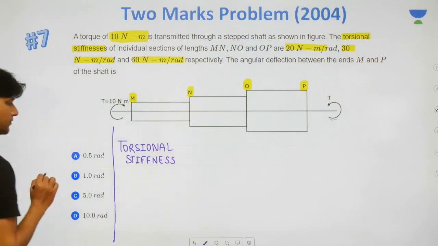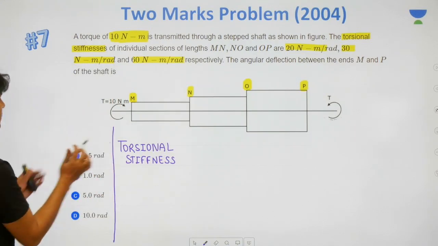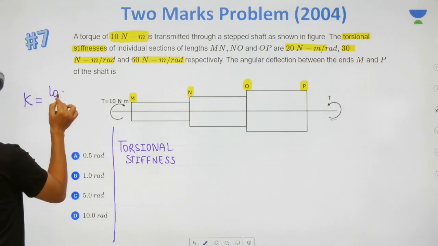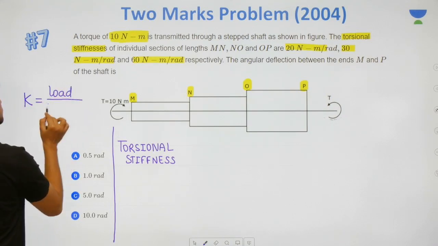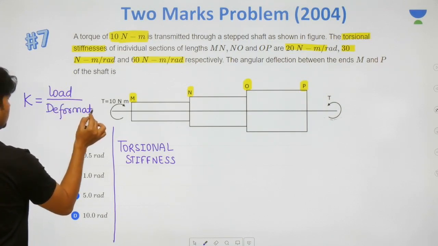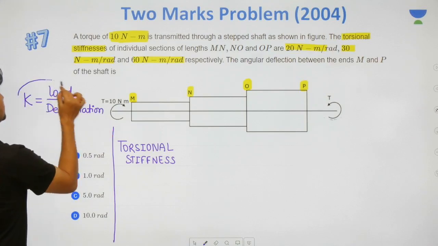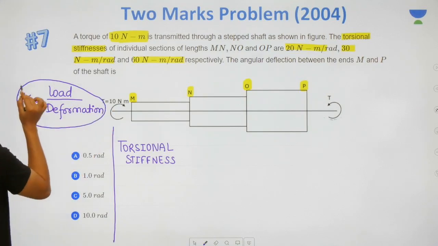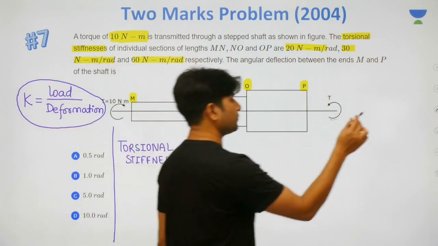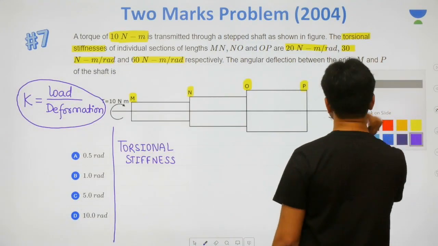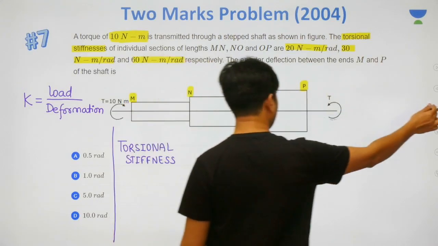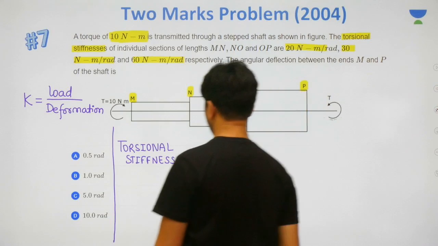How do you define stiffness? What is a basic definition of stiffness? Basic definition of stiffness is always load divided by deformation. But just in case, if this definition of load divided by deformation doesn't click, then your presence of mind can still help you to crack this.